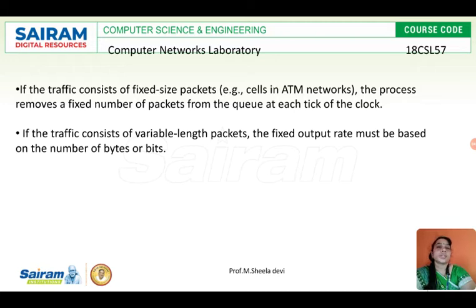Sometimes the traffic will have packets of the same size, like 1 MB, all the packets being 1 MB. And sometimes one packet will be 50 KB and another packet will be 1 MB. That is called variable length packets. If the traffic consists of fixed size packets, the process removes a fixed number of packets from the queue at each tick of the clock. So for every tick, the packets will be removed. If the traffic consists of variable length packets, then the fixed output rate must be based on the number of bytes or bits in the packet.